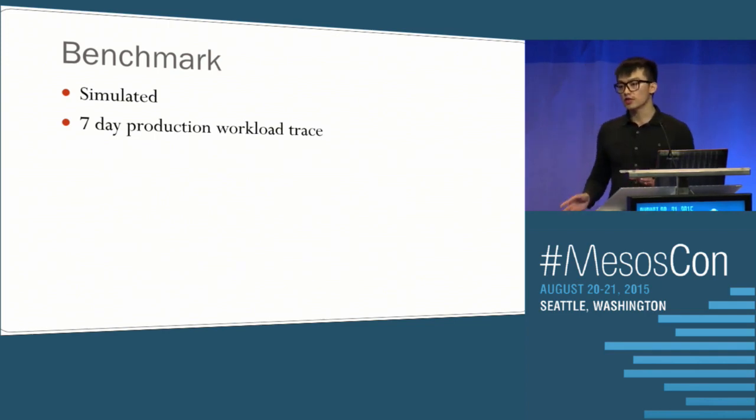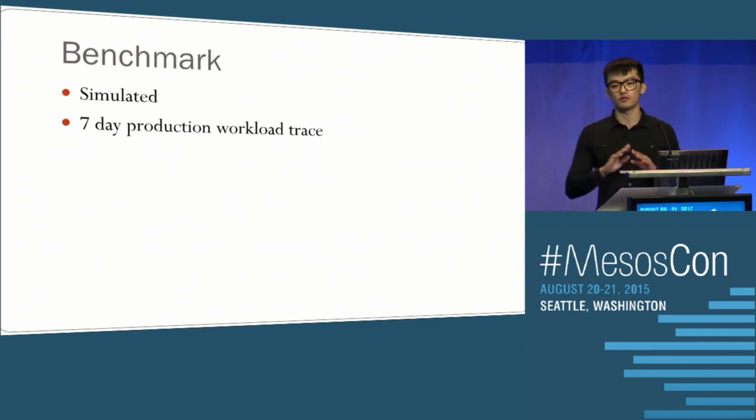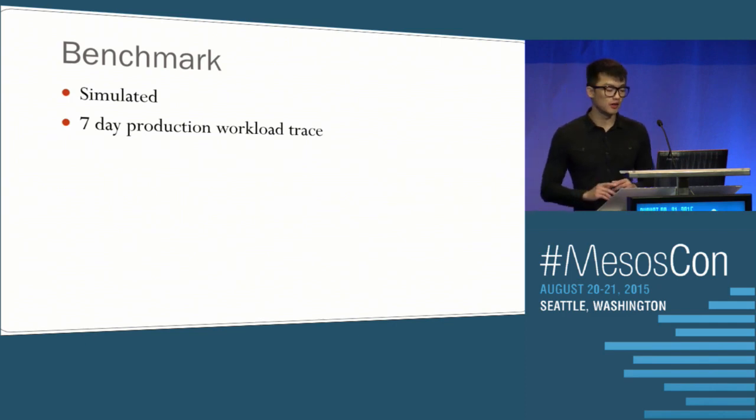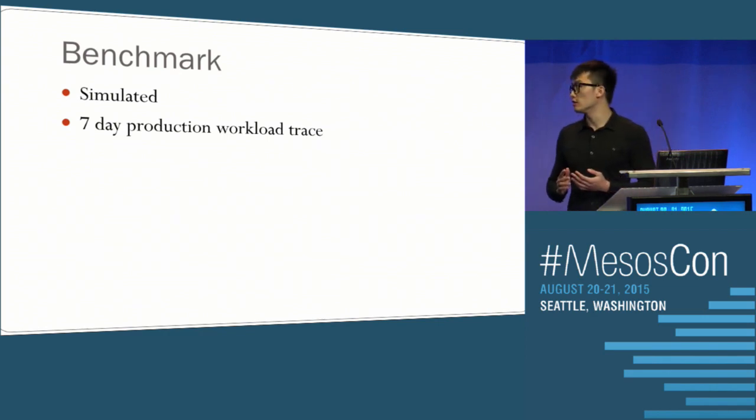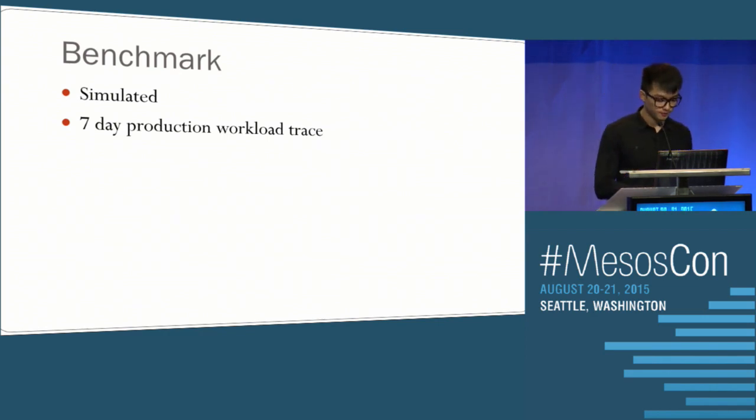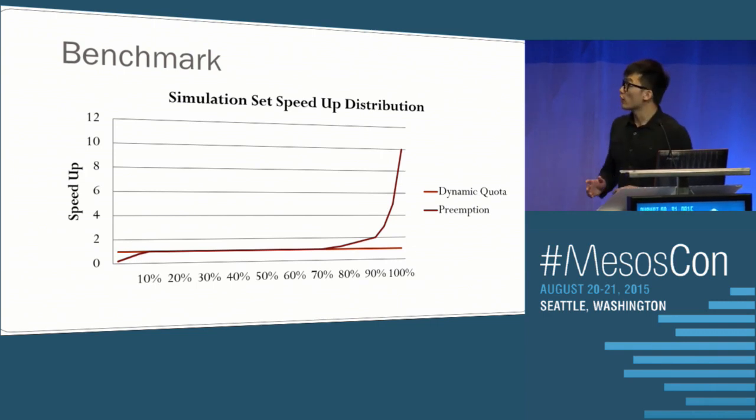So again, the two things we really care about are fairness and utilization. But I'm not going to show a graph of how fair the system is, because the user doesn't care about that. The thing I want to show you is whether we have improved our user experience. So this is a graph of the simulation set speedup distribution results in this benchmark. The baseline here is dynamic quota, so speedup for dynamic quota is 1. And we're trying to see what the speedup distribution is in the case of preemption.